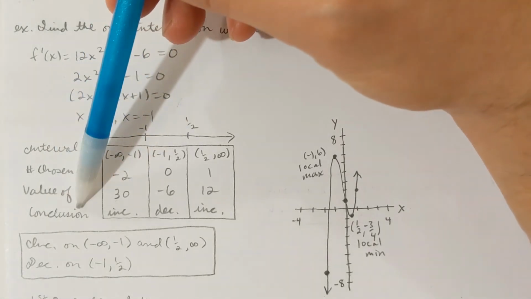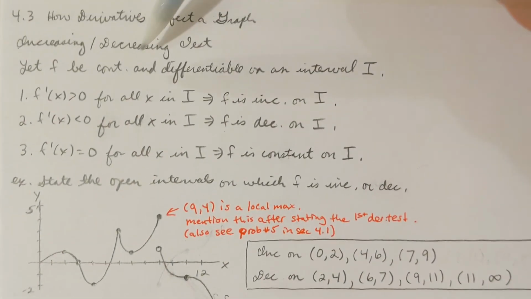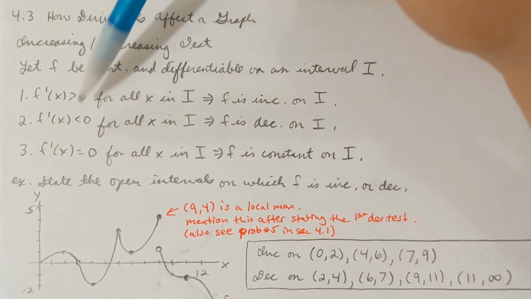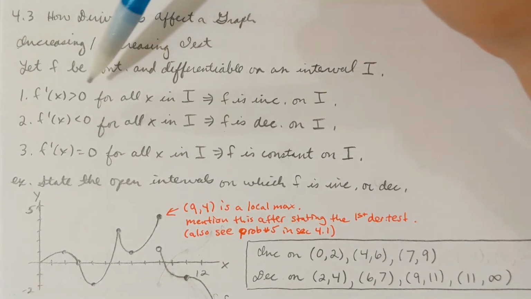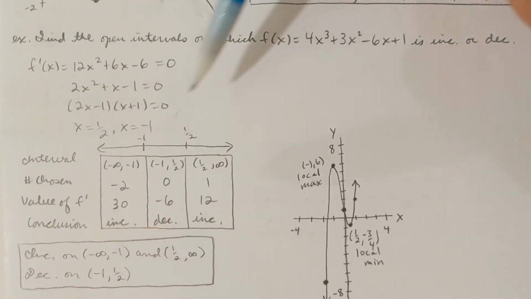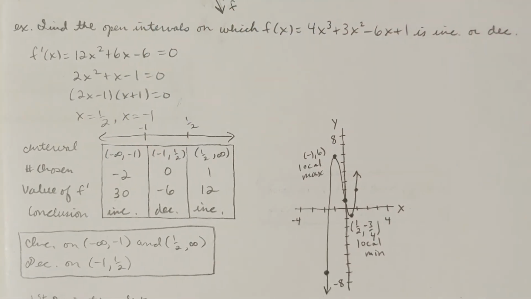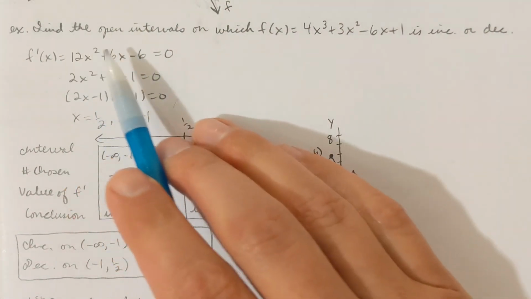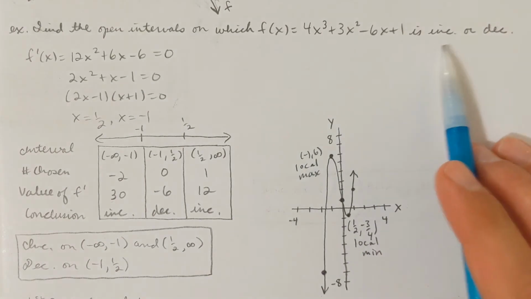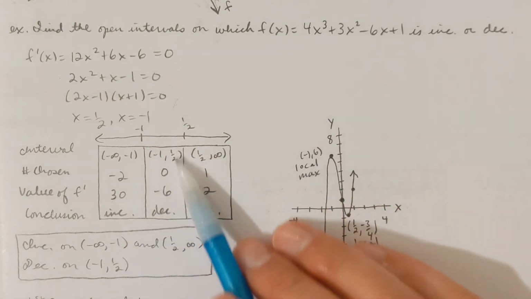Now the conclusion. All I really care about is whether the value of f prime is positive or negative, right? That's what the increasing and decreasing test is all about. So if f prime of x is positive, f is increasing on that part of the graph. My conclusion then would be that f is increasing on that part of the graph. And that's what I want to find, right? I want to find the open intervals on which f is increasing or decreasing. Column 1 is done.